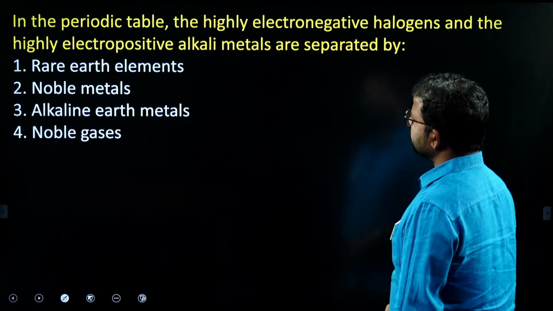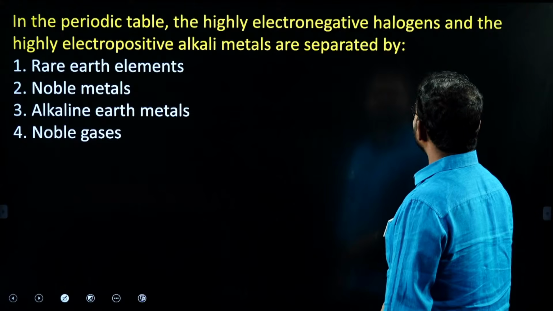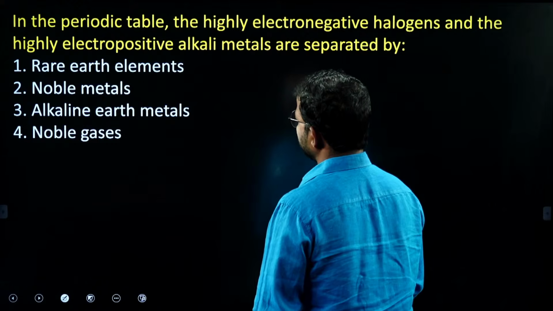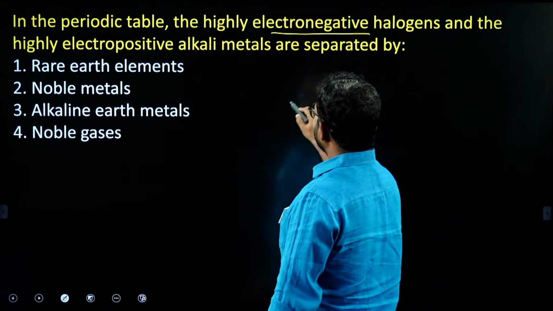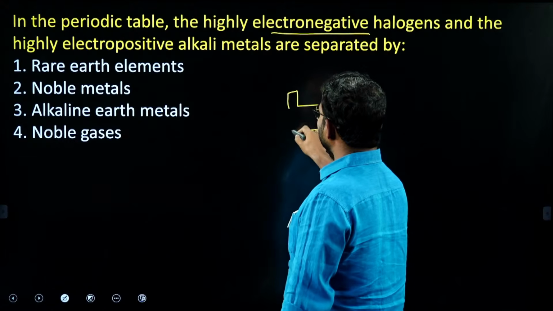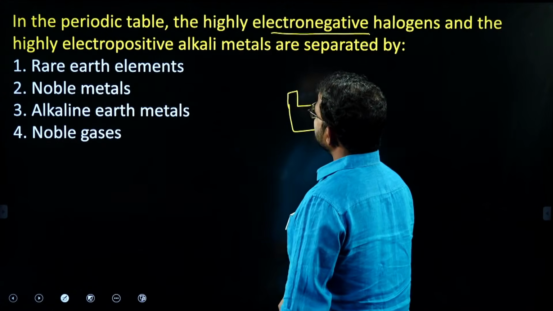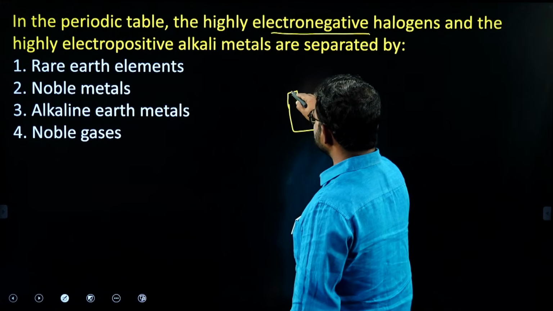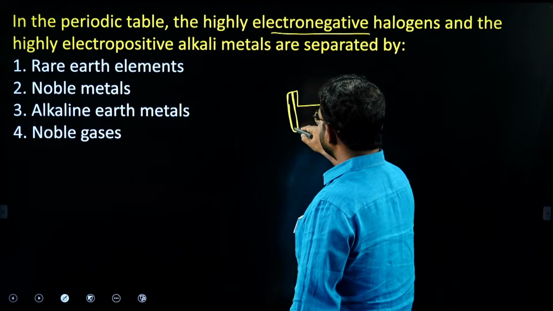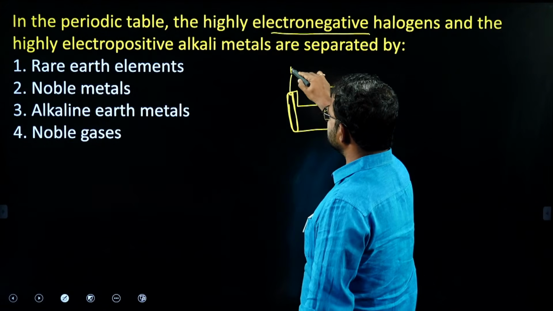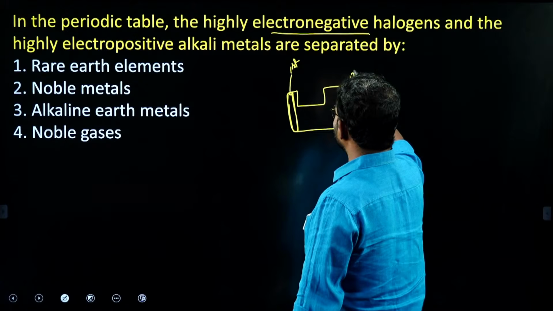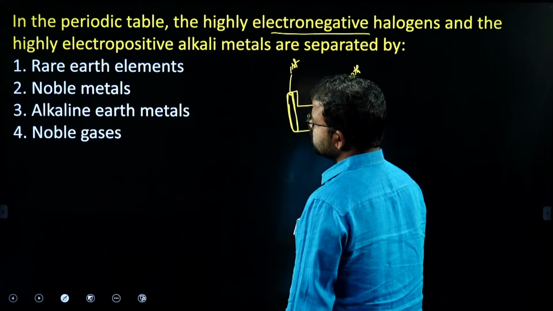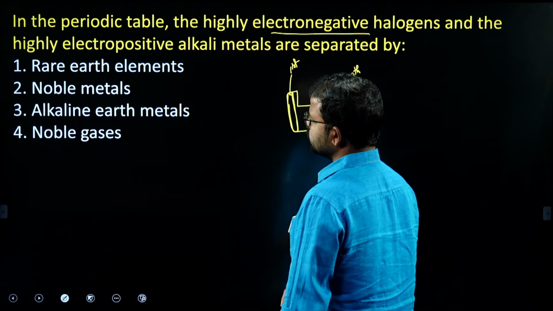Next one: in the periodic table, the highly electronegative halogens and the highly electropositive alkali metals are separated by. Where do we have these highly electronegative elements? Mostly here. The highly electropositive elements are especially at this region. This is the first group, and this is the 17th group, or 7th A group. These are separated by rare earth elements, noble metals, alkaline earth metals, or noble gases.